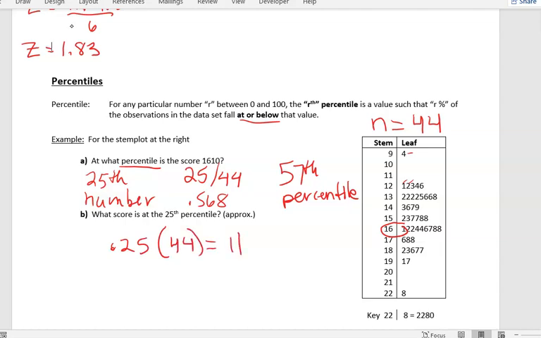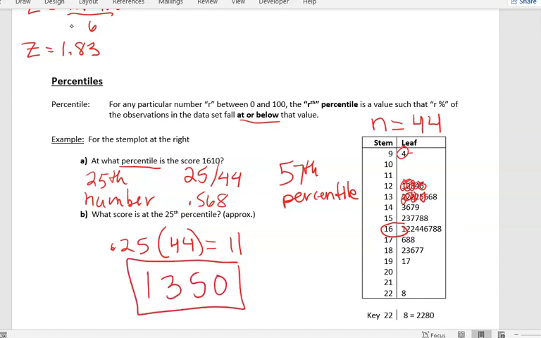So if I take 11, I need to go 1, 2, 3, 4, 5, 6, 7, 8, 9, 10, and 11. That's 1,350. That is the 11th score out of 44 scores, putting it at the 25th percentile.